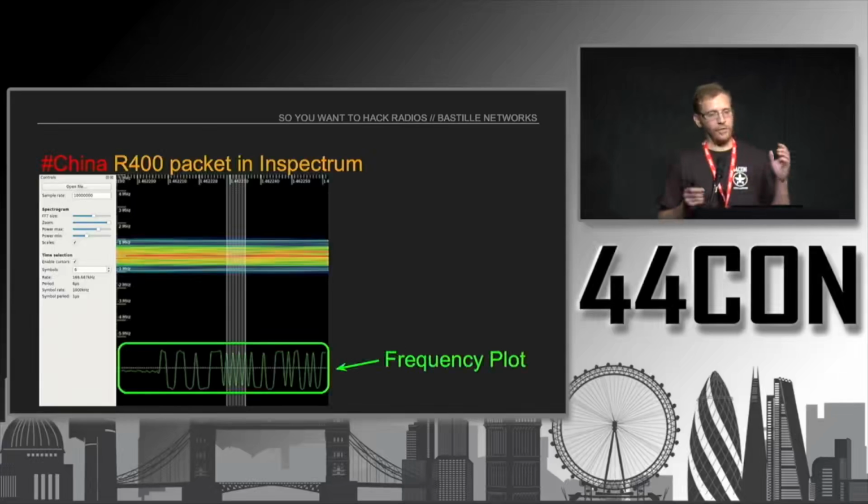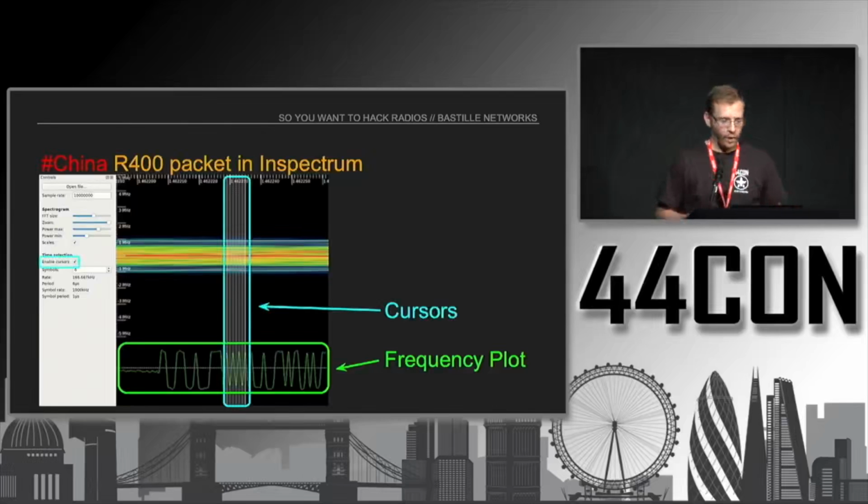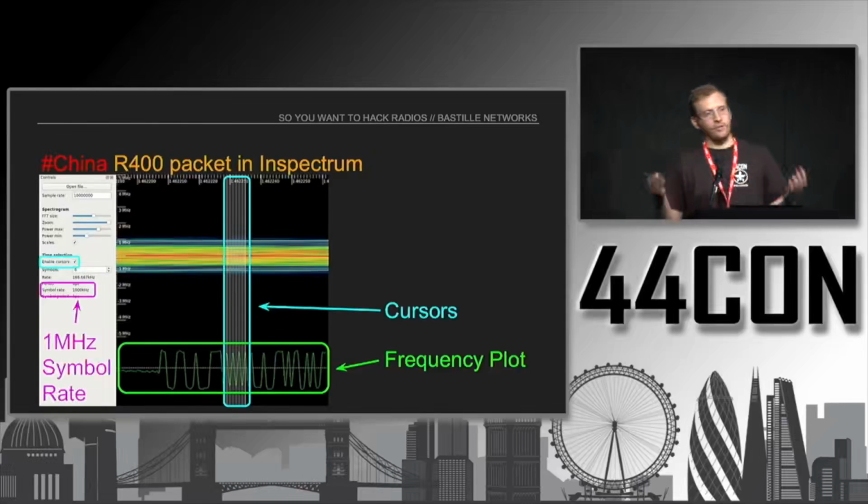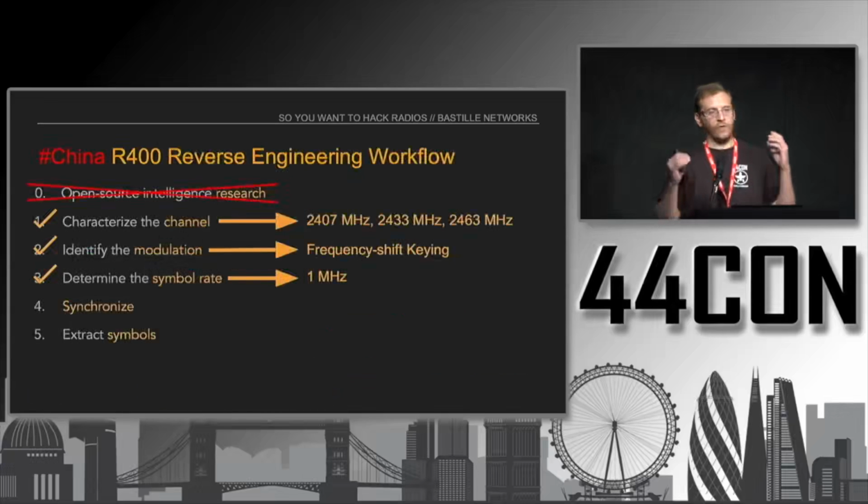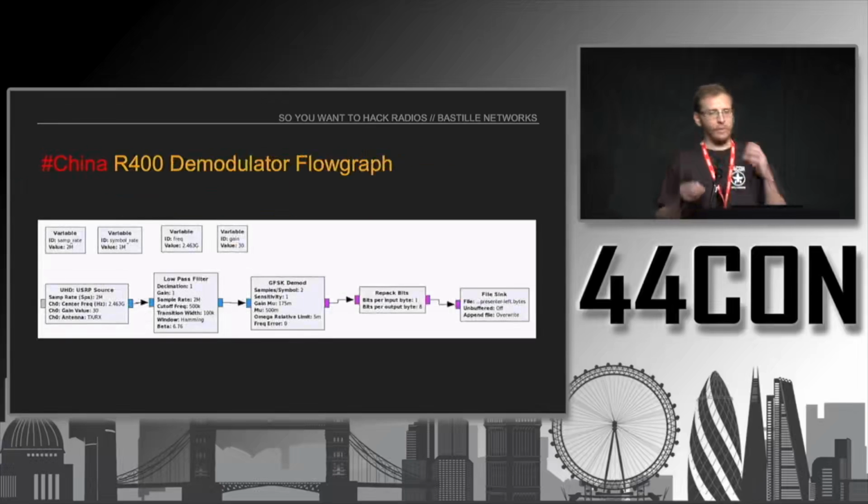And we have the frequency plot again, which is showing us the oscillation back and forth between the 2 frequencies. We then use a cursors tool again. We're lining up those vertical lines with the oscillation points between these two frequencies, and that tells us the symbol rate. In this case, it's a nice even 1,000 kilohertz, so 1 megabit per second symbol rate. So now we know that it's FSK, 1 megahertz symbol rate. We know the channels it operates on. Now we need to figure out what the contents of these packets is.